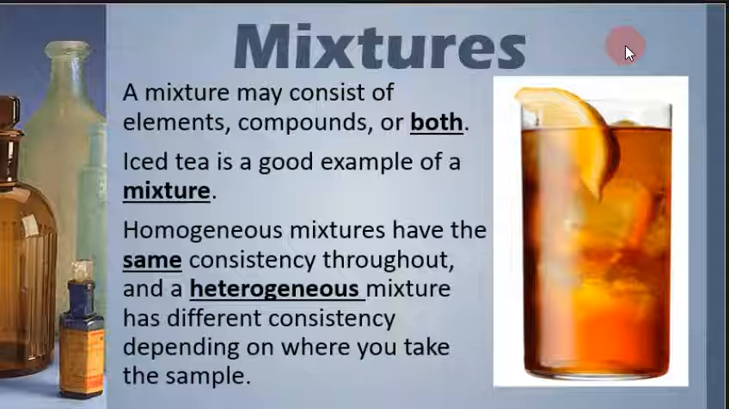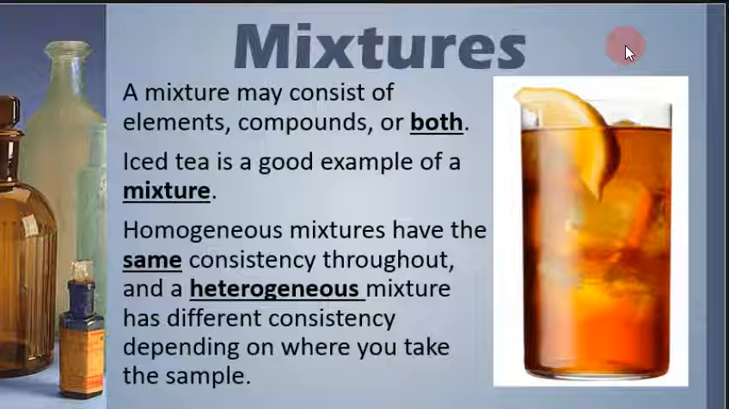If it's heterogeneous, hetero means different. So it means that it has different consistency depending on where you take the sample. So let's look at our glass of iced tea over there. If I look at the bottom of the glass, I can just see iced tea, right? But here in the middle, I can see iced tea and ice. And at the top, I can see iced tea, ice, and a lemon wedge. You see, so it's not the same everywhere in the glass, is it?